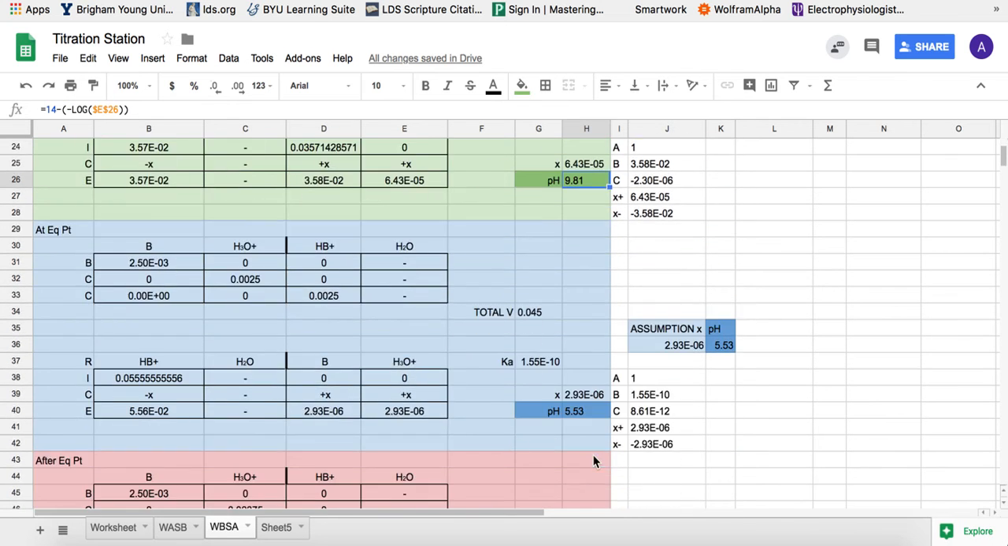Then at the equivalence point, in moles for my BCA table, I've added the same number of moles of my strong acid as I had of my weak base. So that means that I've reacted all of it. All of my weak base is now gone. I've used up all of my acid, and now I only have my conjugate weak acid left. So when I divide that by the total volume to go into my RICE table, all I have for equilibrium is that weak acid. So that's what I use for my reaction for this RICE table using a Ka.